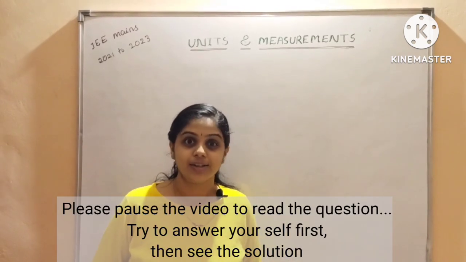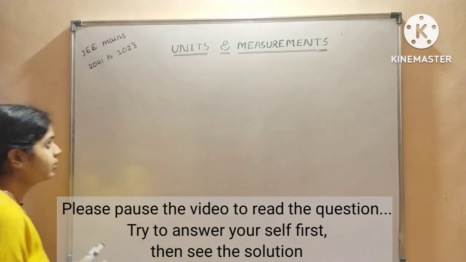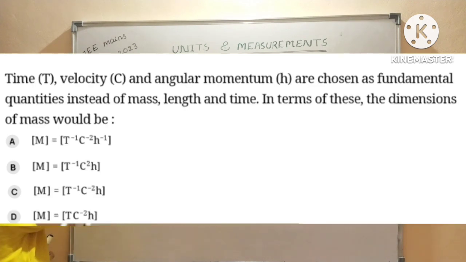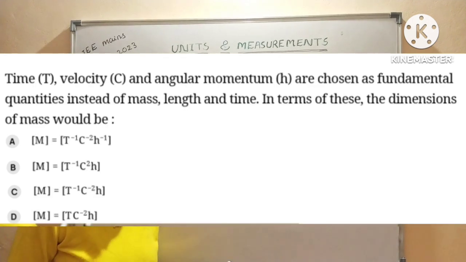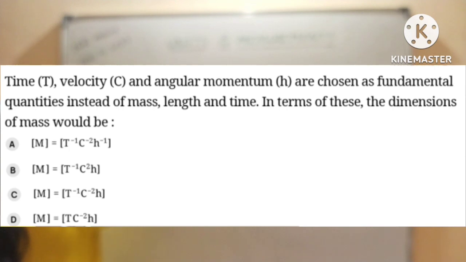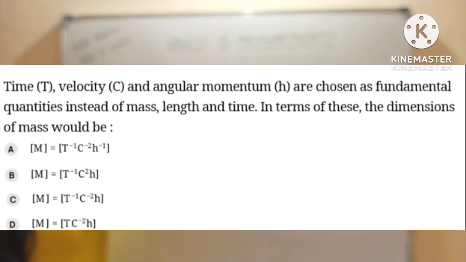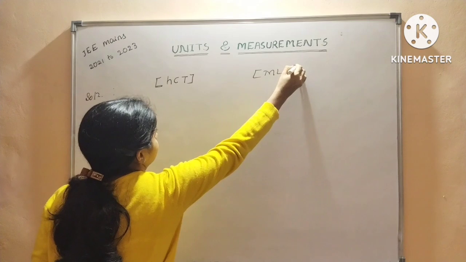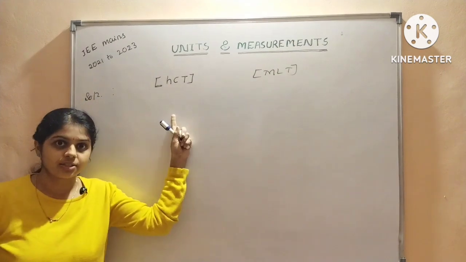Okay, let us start solving. The question is given like this. In the given question, what have they asked? We have to find the dimension of mass using angular momentum h, velocity of light c and time t instead of using mass, length, time. We have to find the dimension of mass.